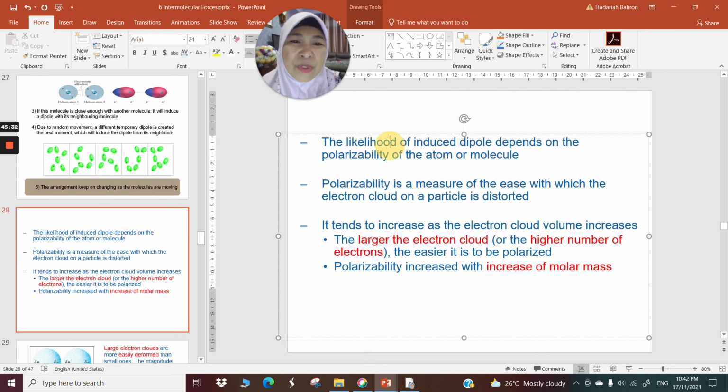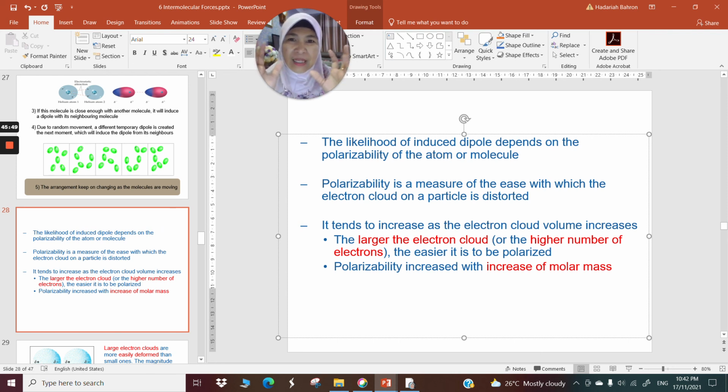So the likelihood of induced dipole depends on the polarizability of atoms or molecules. If a particular atom is easily polarizable, that means it is a big atom or it is a big molecule.